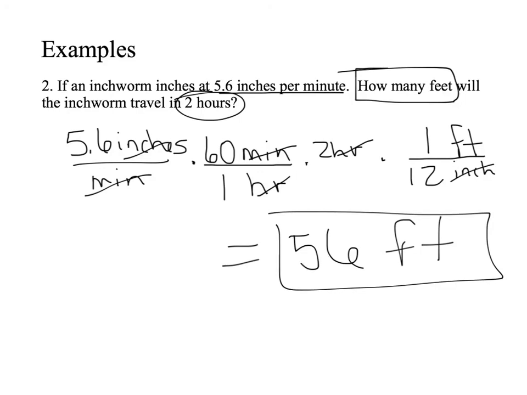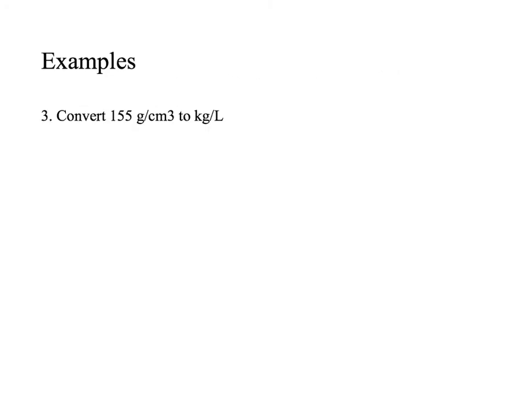Okay, we have another example. Well, let's get to it. The next example is to convert 155 grams per centimeter cubed to kilograms per liter. For some reason, these throw y'all off a little bit, but you always have to make a fraction out of them. So start with what you know, 155. Now grams is going to be on top, and centimeters cubed is going to be on bottom.